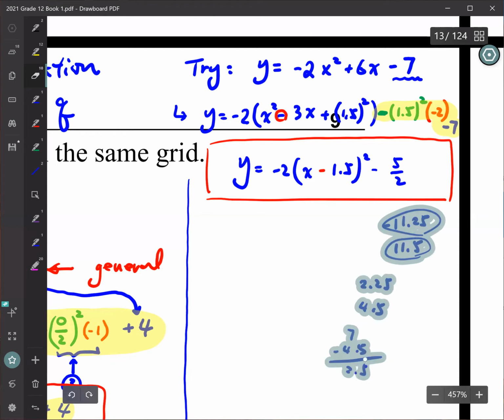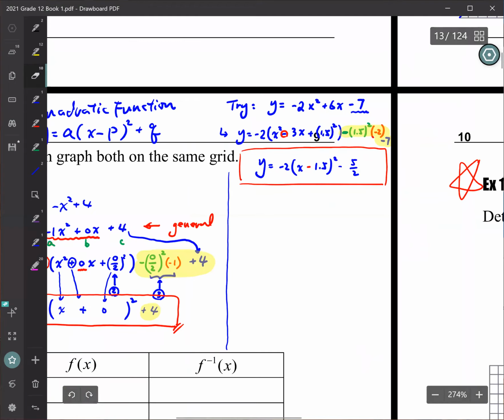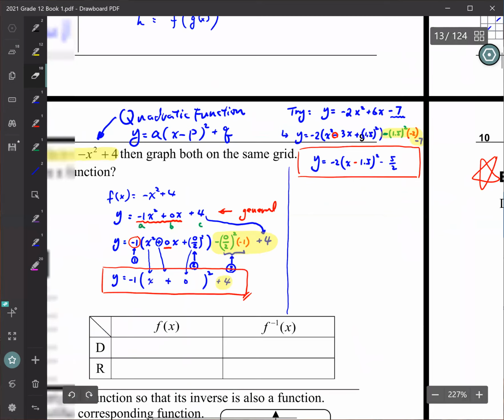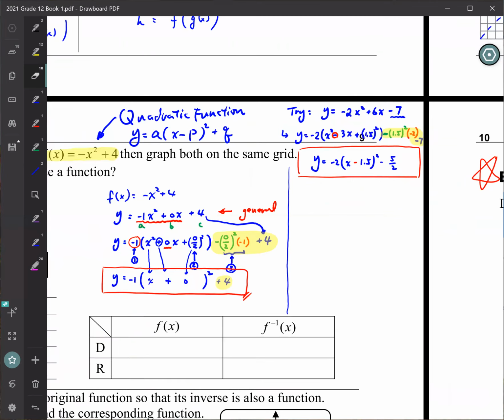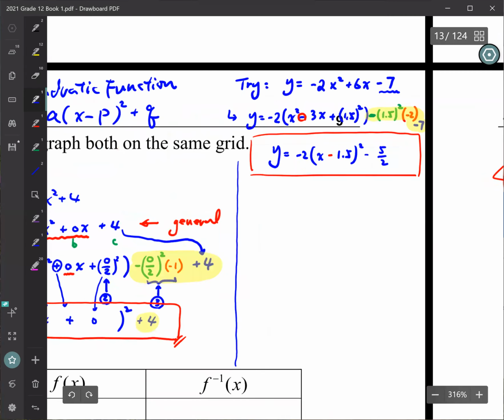So what's the point of getting APQ? We spent so much time reviewing this. It's for us to get the vertex. So the vertex is at PQ. This is the P. This is the Q.